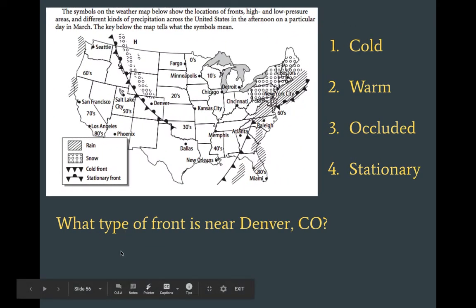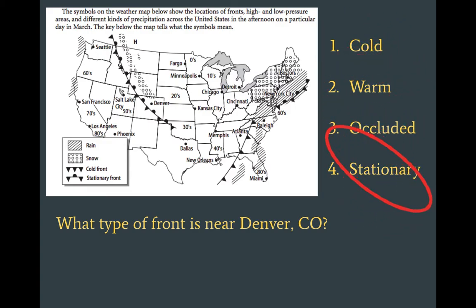Next question. What type of front is near Denver, Colorado? Is it cold, warm, occluded, or a stationary front? If you said cold front, look again. The answer is in the key as well. It is a stationary front. It's not going anywhere, so it's going to be snowing over Denver for a while until another front comes and moves that out of the way.